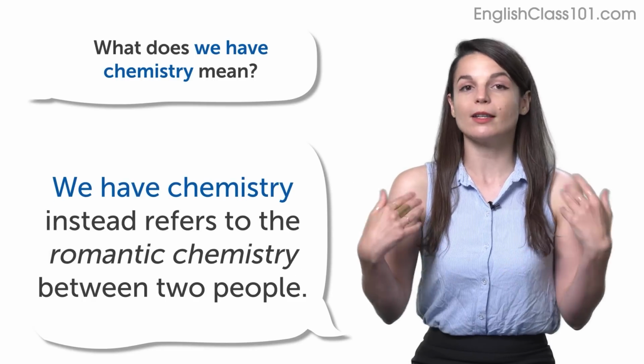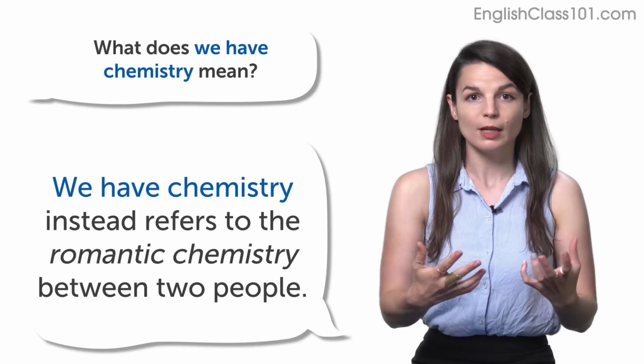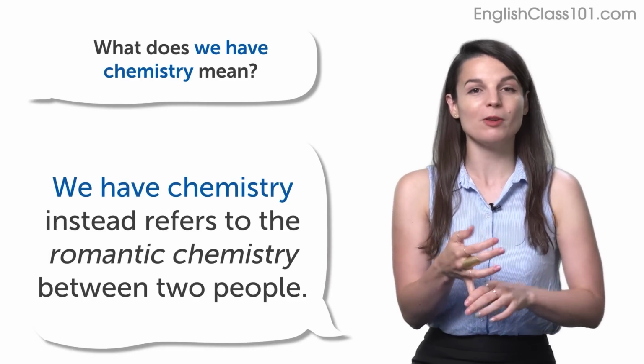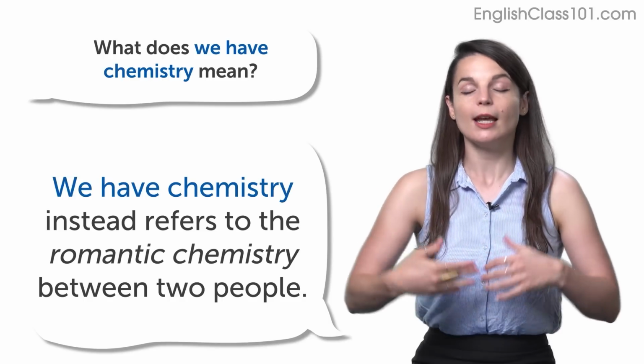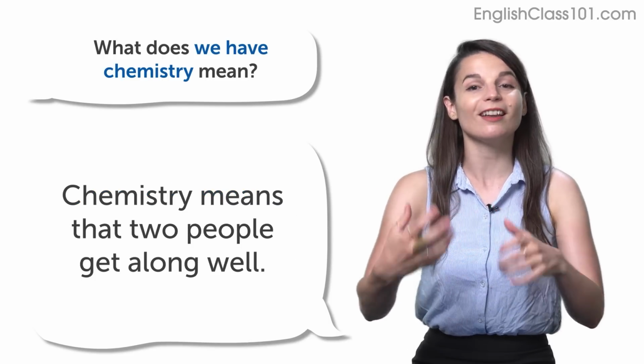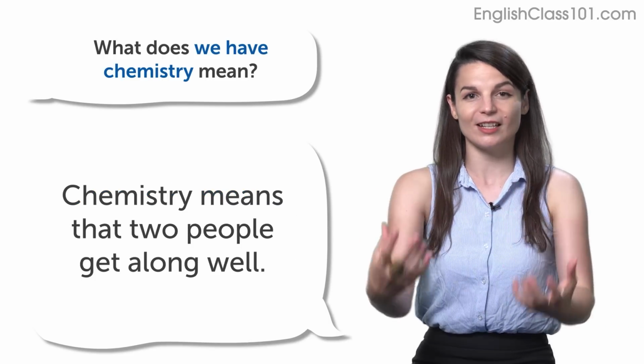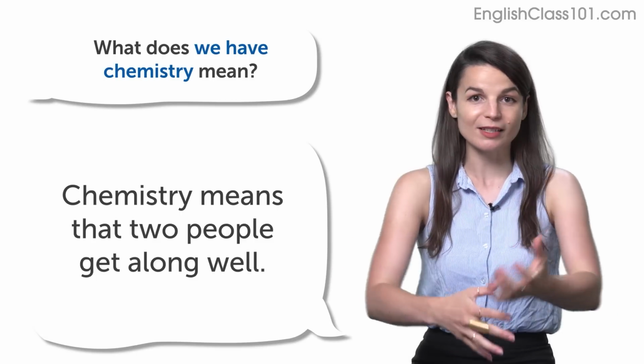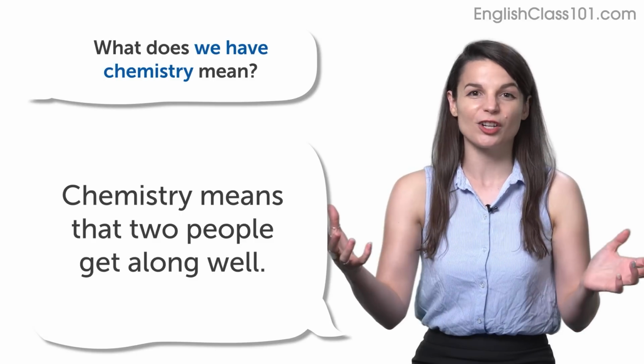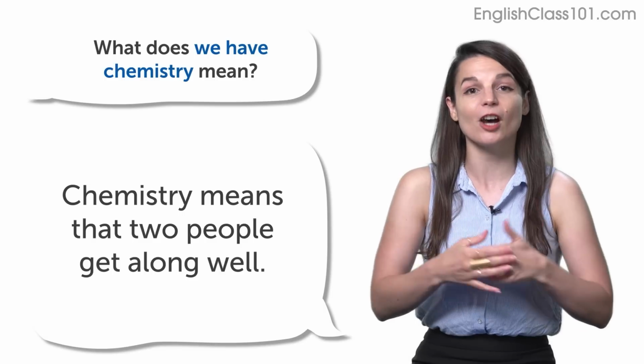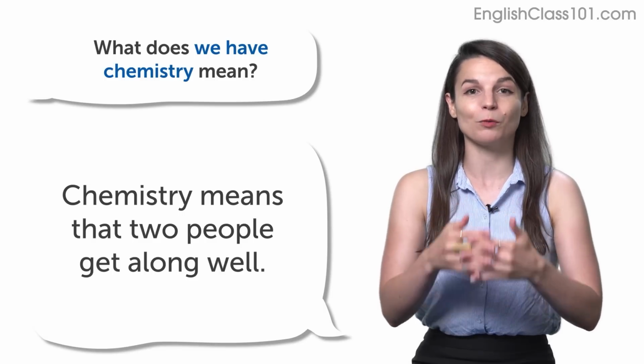When we're talking about chemistry between two people, it means romantic chemistry, or maybe just friendship kind of chemistry. Chemistry means that two people get along really well. They understand each other, the conversation flows easily. It's not hard to work with that person. It's not hard to talk to that person. They get along really well.